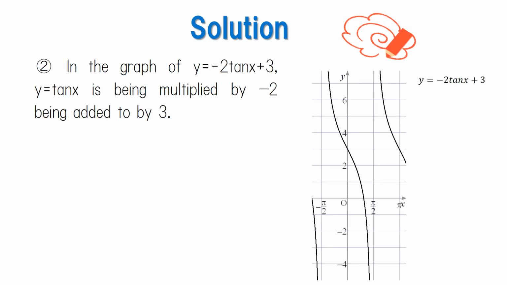For number 2, y equals negative 2 tangent x plus 3, y equals tangent is multiplied by -2, and then we add 3 to that value. x remains the same, so the period is pi, and the graph will look like this.